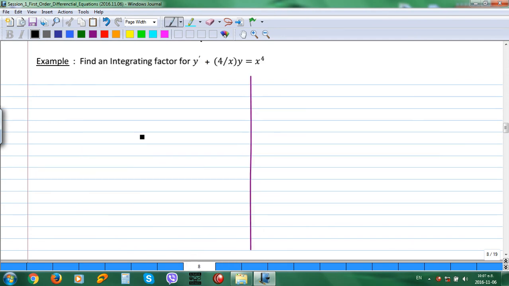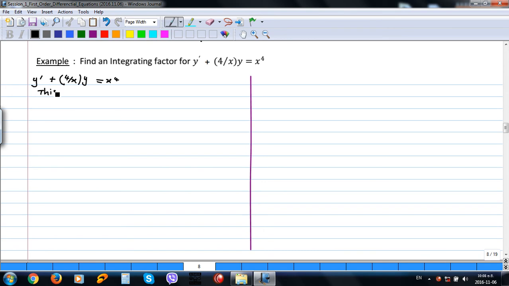So another example, find the integrating factor for y dash plus 4 over x times y equals x to the power 4. I'm writing this again: y dash plus 4 over x times y equals x to the power 4. You can see that this is also a linear equation. Here 4 over x means p of x, times y equals x to the power 4. x to the power 4 is the q of x.